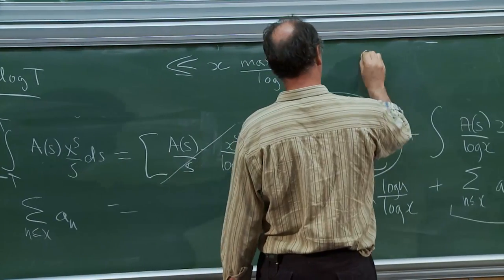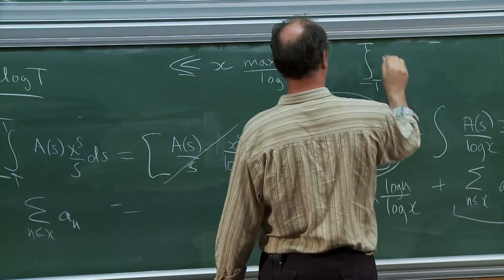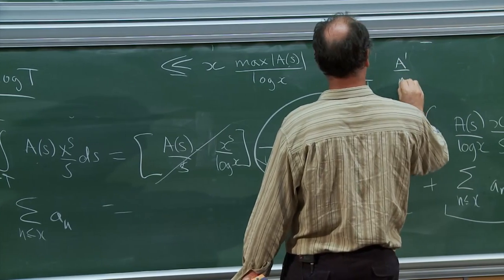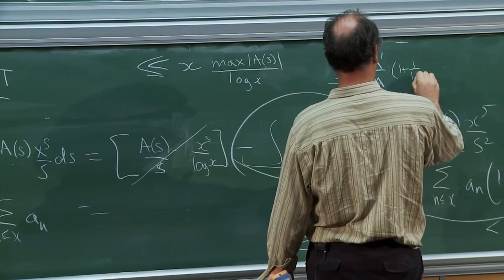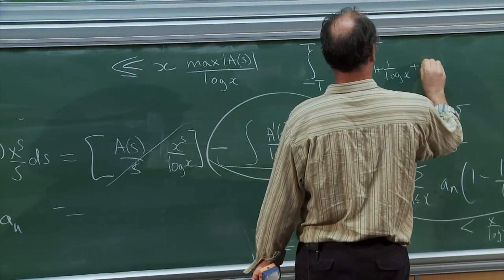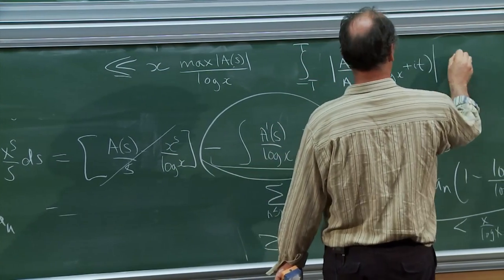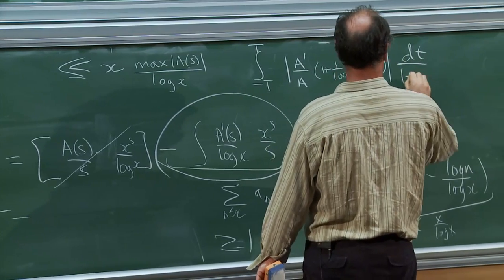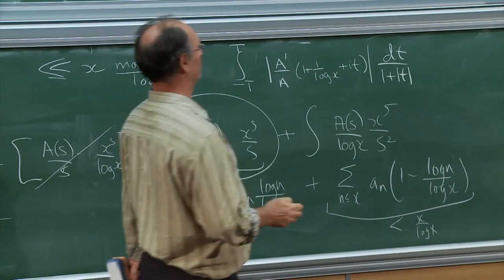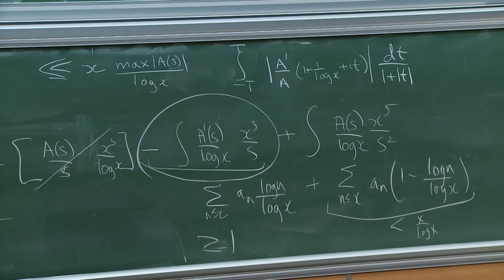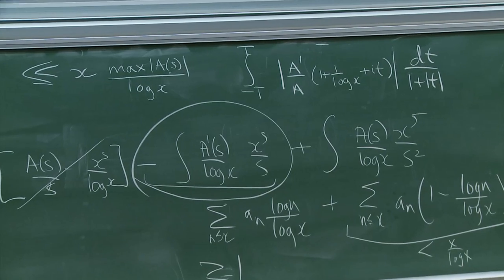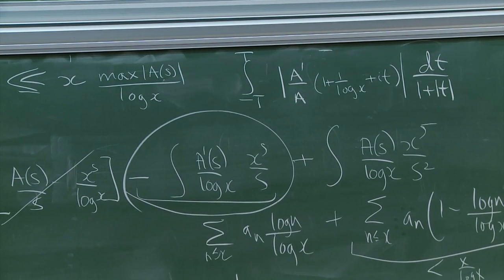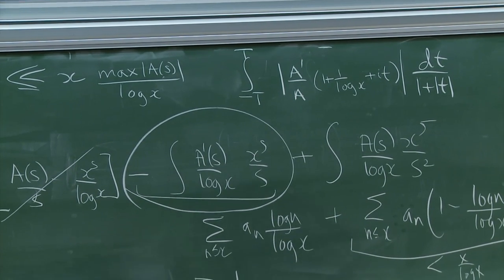And now I've got inside this integral from minus t to t of a prime over a, in absolute value, of 1 plus 1 over log x plus it, dt over 1 plus t. So have I won or have I lost? It's a bit hard to tell. I've made it more complicated at the very least. That's good.